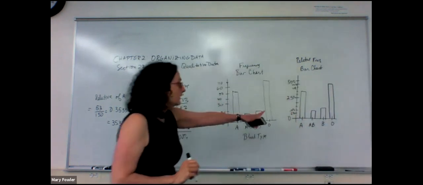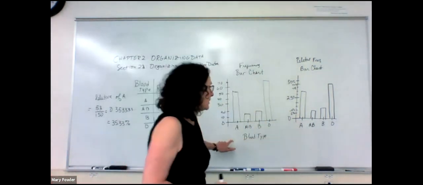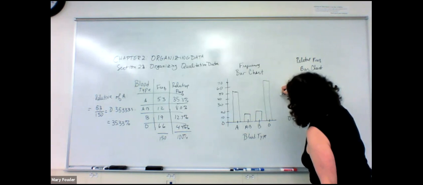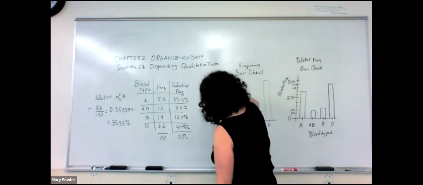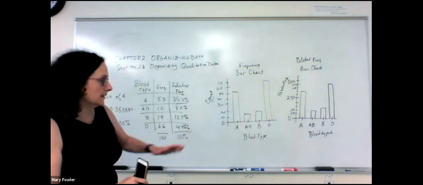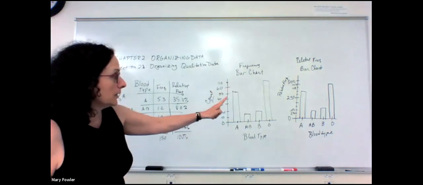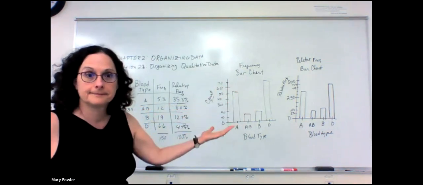Okay, so here's our relative frequency bar chart, and here's our frequency bar chart. Let's go ahead and label this as blood type as well. And I could say relative frequency, or you could call it percent over here. This other chart ought to have count or frequency. So the axes are always labeled. What do you notice about the chart on the left and the chart on the right?